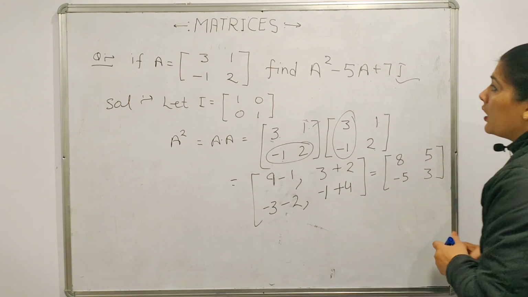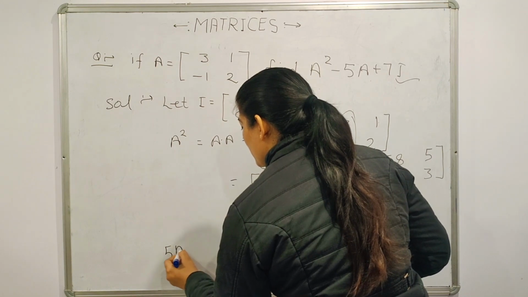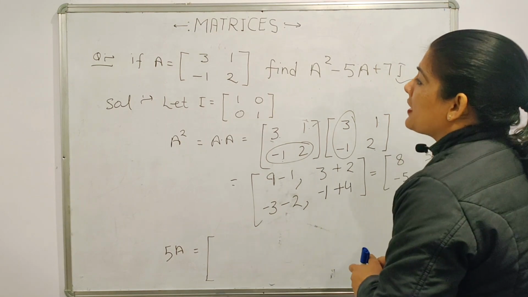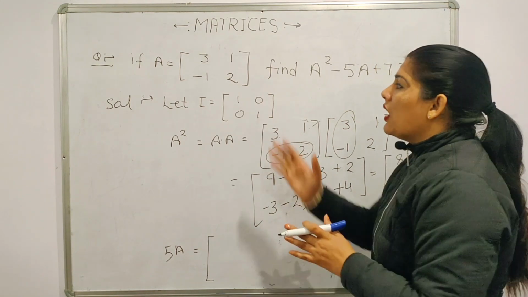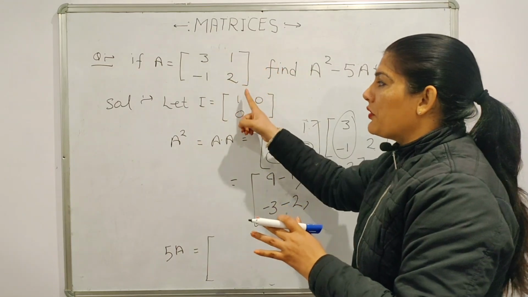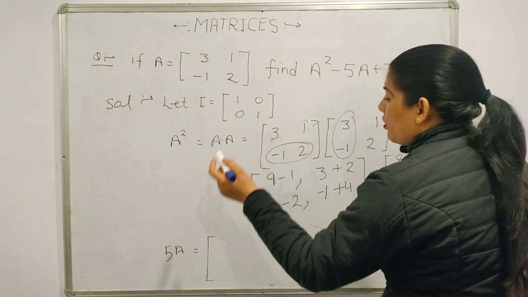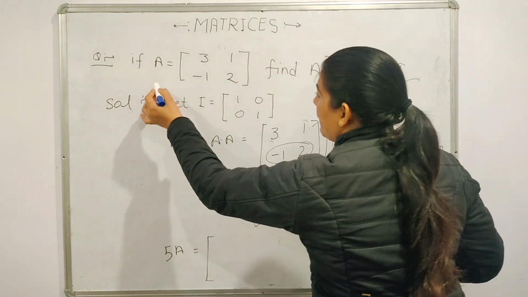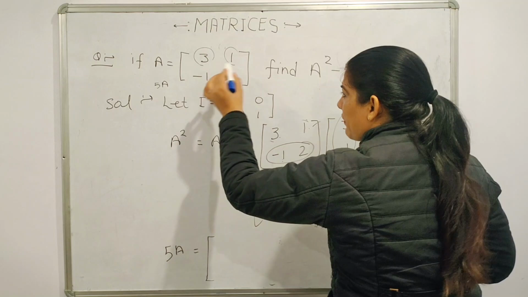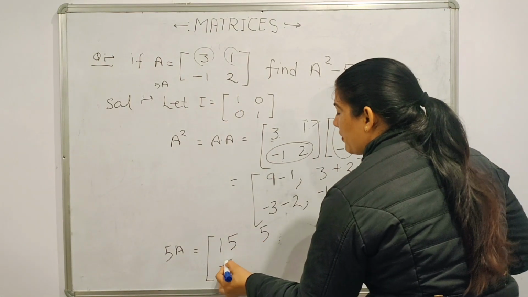Now find 5A. I have told you in class 1 of matrices that when we have to multiply a matrix with a constant, we multiply each element of the matrix with that scalar value. So to find 5A, we multiply each element of A with 5. So 5A is equal to 15, 5, minus 5, and 10.